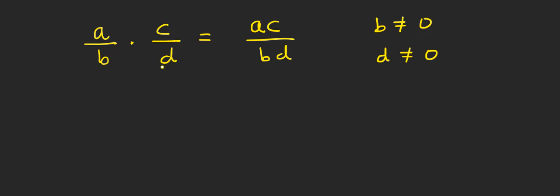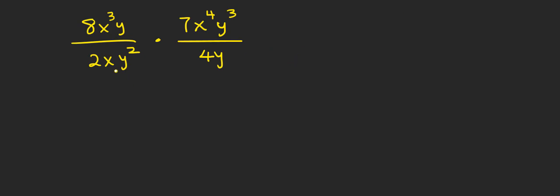And what do you do when you multiply rational expressions? a over b times c over d will be a times c over b times d. You have to note that b cannot equal 0 and d cannot equal 0, because then the whole thing is undefined since the denominator would be 0. So let's multiply these two. First of all, note that x cannot equal 0 and y cannot equal 0, because then the denominator will be 0.